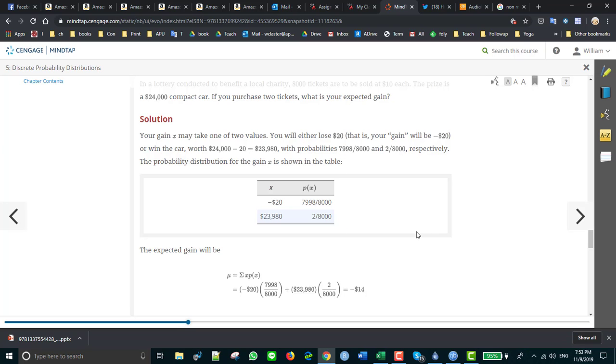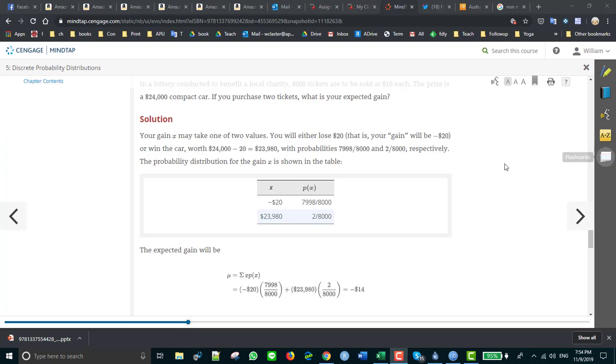Now, what are the probabilities for these? Well, we said that there are 8,000 tickets, and what are the chances that you win? Well, each ticket that you bought has a 1 in 8,000 chance of winning. Since you bought 2, the chances of winning are 2 out of 8,000. So the chances of getting this much money are 2 out of 8,000. And then the chances of losing the $20 is the rest, which is 8,000 minus 2 is this number out of 8,000. So this is the probability distribution for the gain.